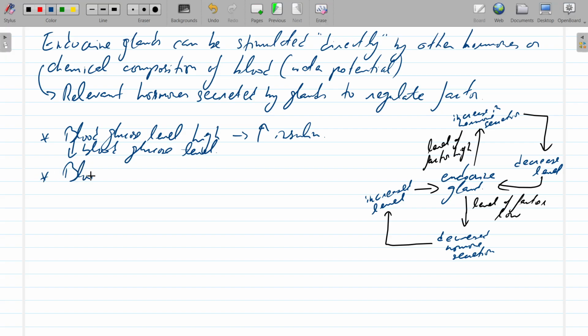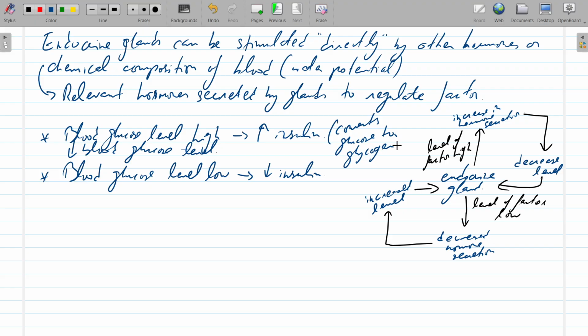But if your blood glucose level is low, now according to this, if you're talking about the same hormone, then yes, insulin secretion will be decreased. What insulin does is it converts glucose to glycogen, something we know. And so the level of insulin will go down, and so there will be less conversion of glucose to glycogen, and the blood glucose level would go up again, because there's less conversion happening.